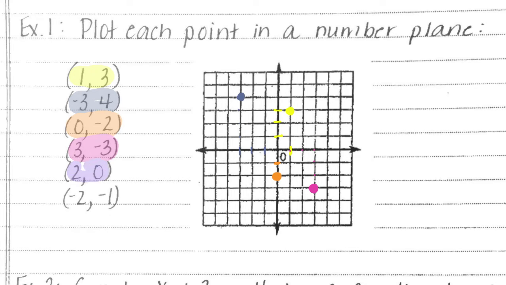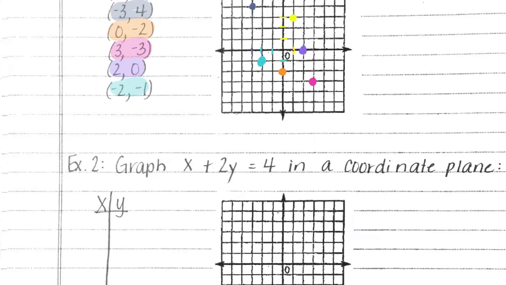2, 0, we're just going 2 to the right, and that's in purple. And the last one that I have, I'm going to put in teal. I'm changing colors as we go. -2, -1 is in teal. How'd you guys do on that one? You probably did this in middle school.